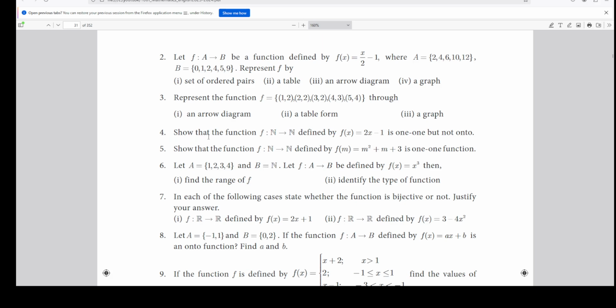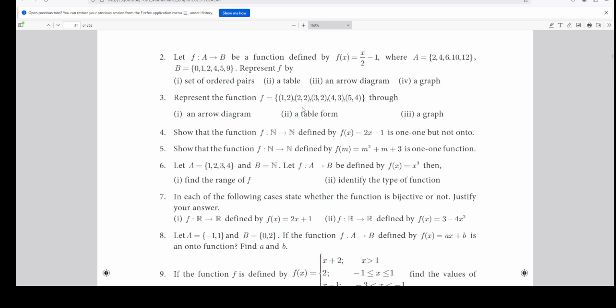Show that the function f: N → N defined by f(x) = 2x − 1 is one-to-one but not onto. Here the function is given: N to N, and the formula is f(x) = 2x − 1. Here we need to check whether this function is a one-to-one function but not an onto function.